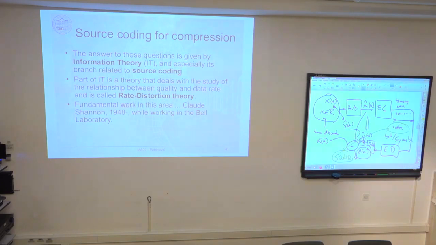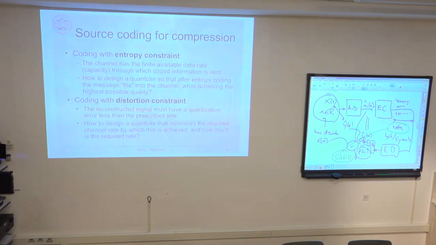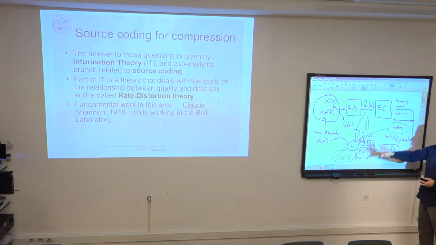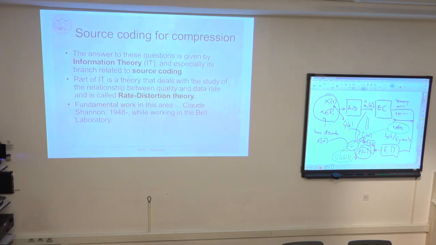Okay. So the answer to how to design such a coding system, based on either an entropy constraint or a distortion constraint, is given by information theory, and one particular branch of information theory is related to source coding. So source coding gives us the answer, and one particular theory that deals with the study of the relationship between the rate and the quality, rate and the error, is the so-called rate distortion theory.